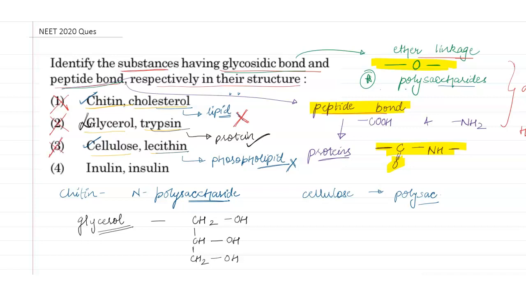The last option is inulin and insulin. Now let's see. Inulin is also a polysaccharide. It is the polysaccharide of fructose. Okay, and insulin, we know insulin is a protein that is responsible in our body for glucose regulation. Insulin क्या है हमारा? Protein है. And therefore, since inulin has a glycosidic bond and insulin has a peptide bond, our option 4 will become the correct answer.